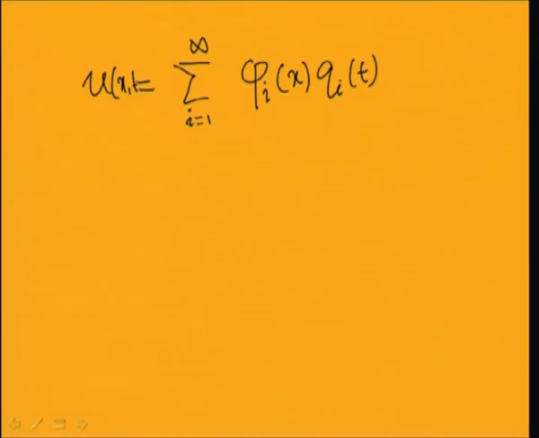The resulting free vibration of the system at any time, that is u(x, t), can be written similar to the discrete system as the summation of different modes. Here phi i represents the ith mode shape and q i of t represents the ith time modulation.